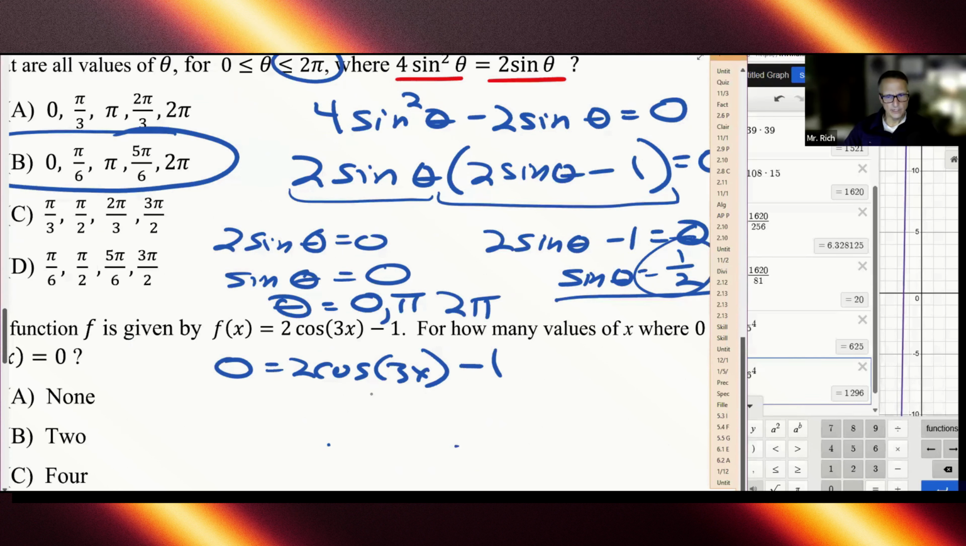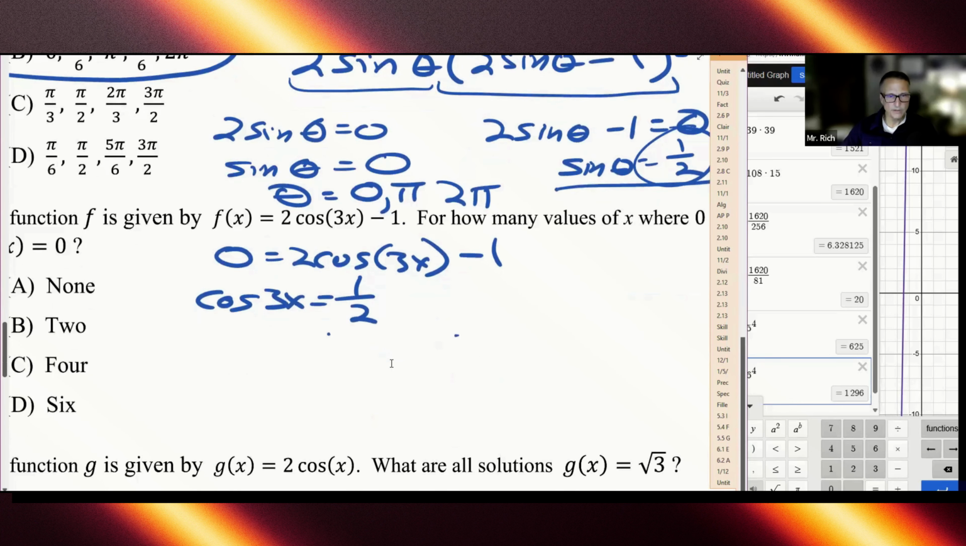I'm going to isolate the cosine 3x. I'm going to switch the sides here, but it'll be cosine of 3x, right? I would add the 1 and divide by 2. So I'm trying to find when cosine 3x will be equal to 1/2. Well, this quantity here is an angle. I still want to consider where on the unit circle is cosine 1/2. That's going to be in the first and fourth quadrants.